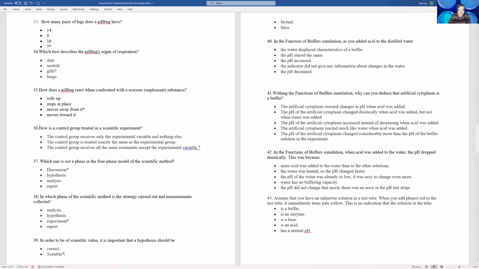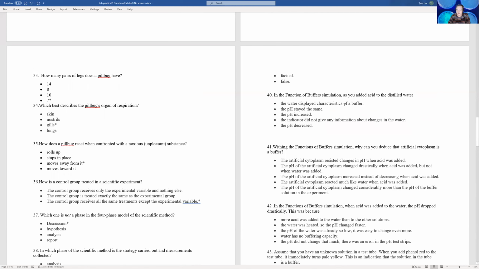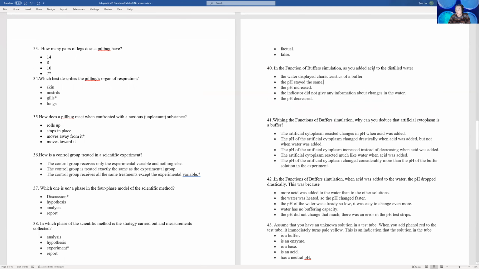All right, now we're talking about the function of buffers. So in this simulation, when you add acid to distilled water, what happens? We're adding acid, which should lower pH, to distilled water. Distilled water is not a buffer, so it is going to easily have its pH changed. So the pH will decrease. Again, because distilled water is not a buffer solution, it has no ability to resist changes in pH. So if we add acid to distilled water, the pH is going to decrease.